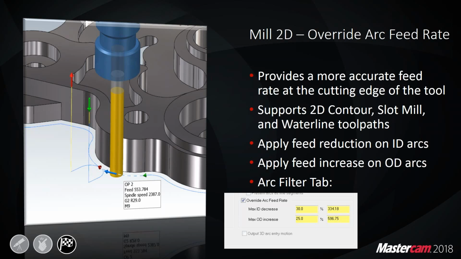So we've added that option in there, and it's a pretty small one, but it works for 2D contour, slot mill, and also on the 3D side, it works for any waterline toolpath. So we actually had one customer that used this on a waterline finishing for a mold and cut about 30 minutes off the cycle time, being able to rip a little bit faster on all the OD arcs.